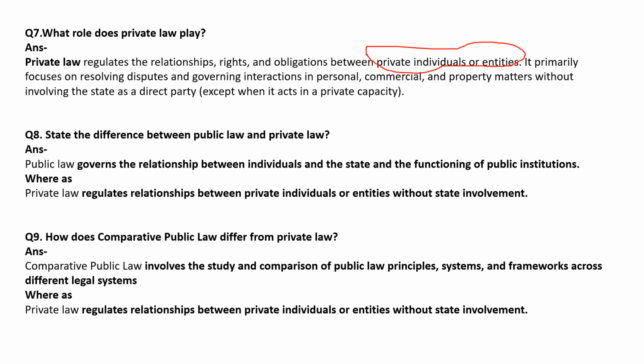State the difference between public law and private law. Public law governs the relationship between individuals and the state and the functioning of public institutions, whereas private law regulates relationships between private individuals or entities without state involvement. How does comparative public law differ from private law? Comparative public law involves the study and comparison of public law principles, systems and frameworks across different legal systems, whereas private law regulates relationships between private individuals or entities without state involvement.